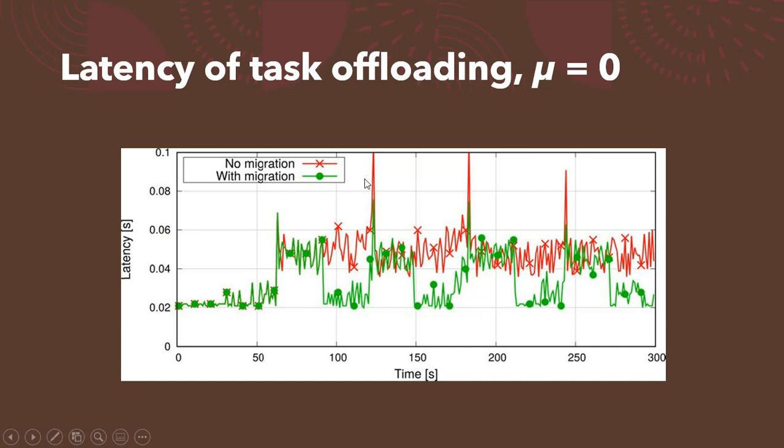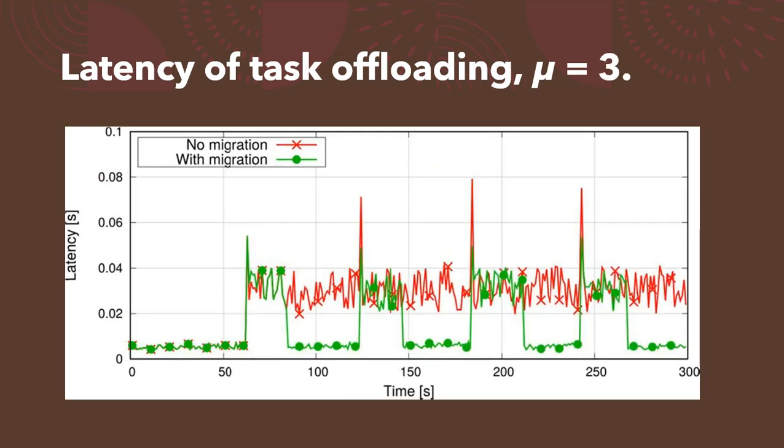No migrations. With migrations, latency time comparing required for obtaining the result of task offloading over time. The users perform the handover at 64 second, 124 second, 184 second, and 224 second, with the latency increase due to the need of rerouting traffic through the UPF. Without service migration, we see the latency increase due to the rerouting traffic signal.